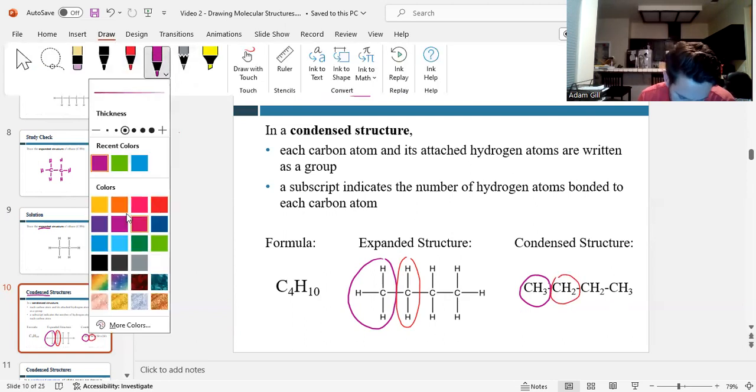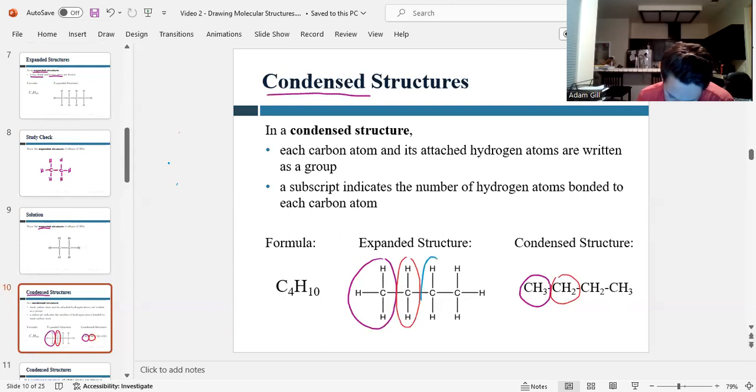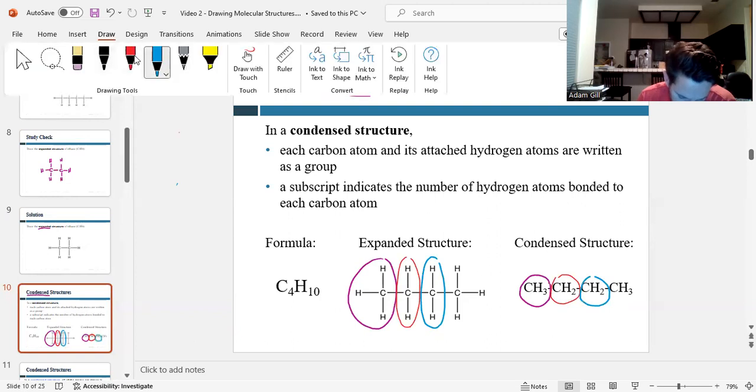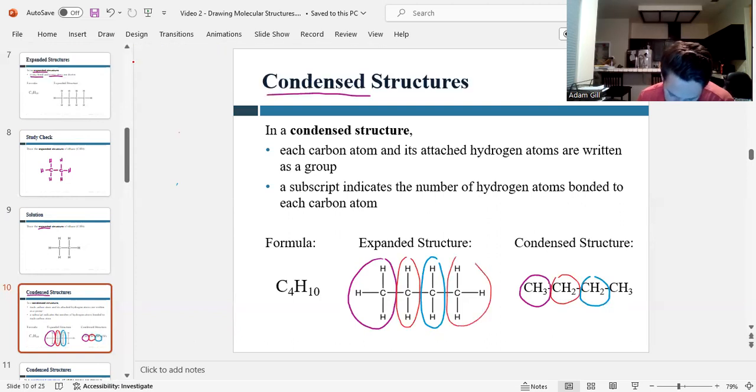And then the next one looks like we have another CH2. And then the last one is a CH3 again. And so the condensed structure here would be CH3 connected to a CH2, connected to CH2, connected to CH3. This is a lot quicker to write than drawing the full expanded structure. So once again, condensed, you don't show all of the bonds to hydrogen, you just condense them into groups of CHs.